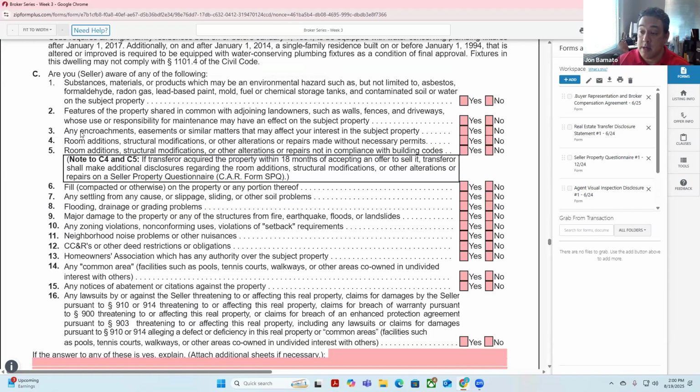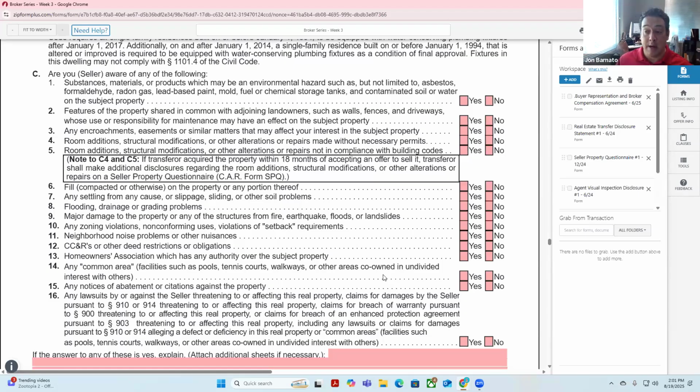Room additions and structural modifications, encroachments, easements, or similar matters affecting the property. What's an encroachment or easement? Well, an easement is use of your property by a neighboring property. So say their property is landlocked and they have to drive through your property to get to it, that would be an easement. An encroachment is where a neighboring property has encroached. That means they have moved the fence line beyond the boundary between yours and theirs, taking some of your land, and so that would be an encroachment.